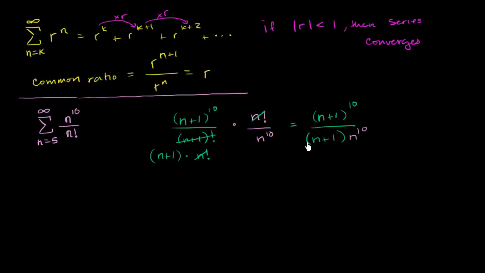So I know what you're thinking. Hey, wait, look, this isn't a fixed common ratio here. The ratio between consecutive terms here, when I took the n plus 1th term divided by the nth term, is changing depending on what my n is.